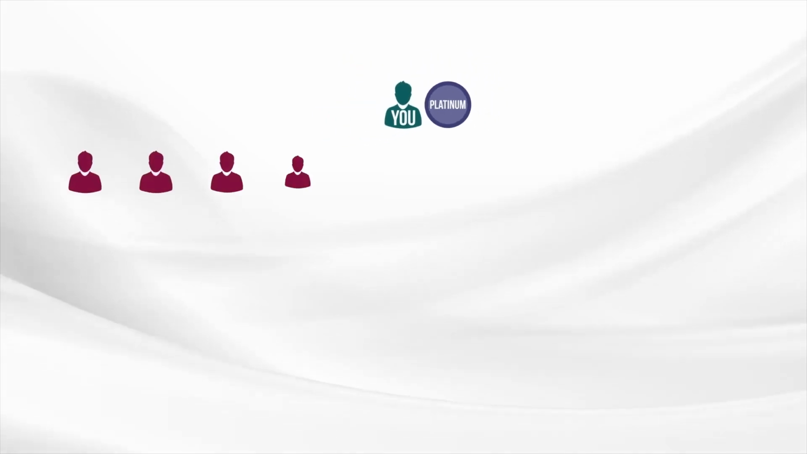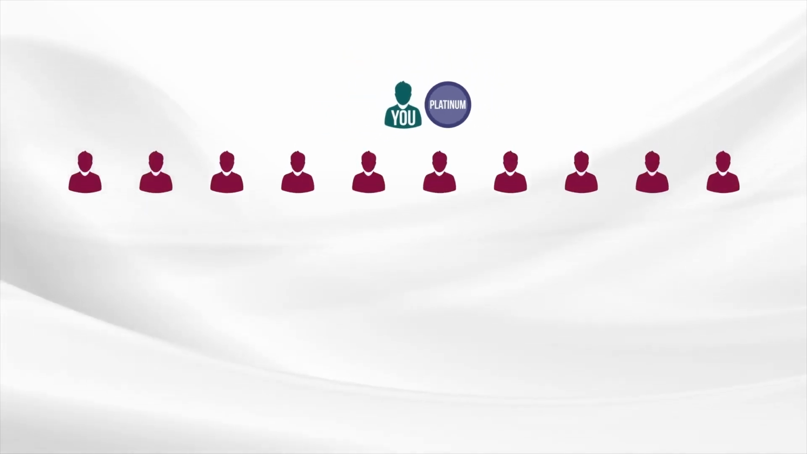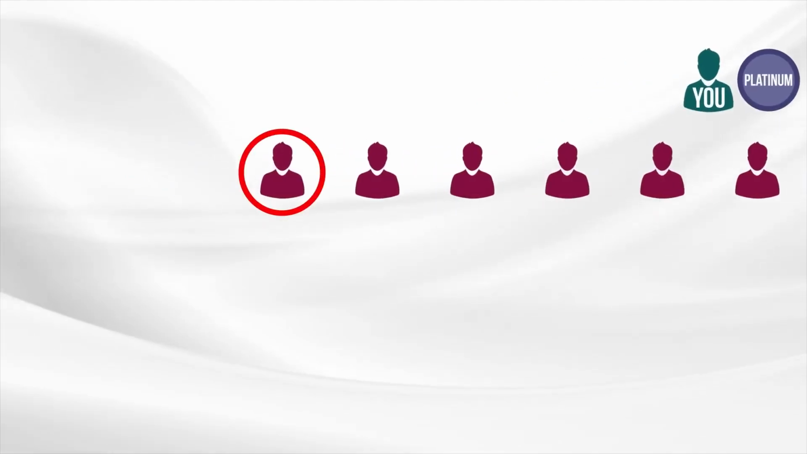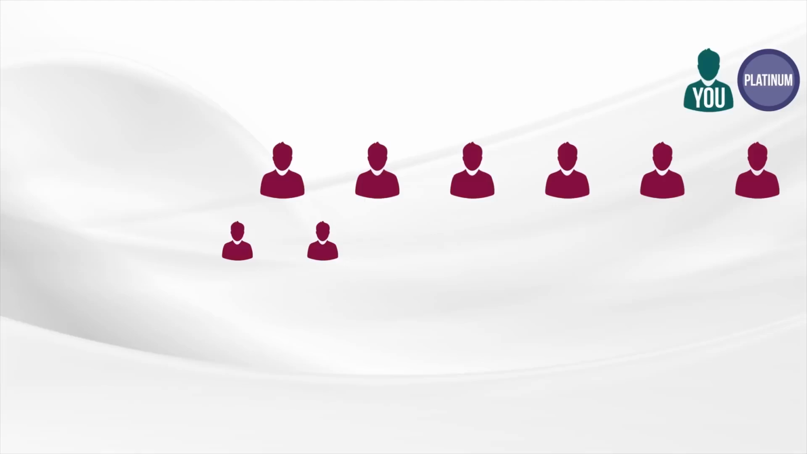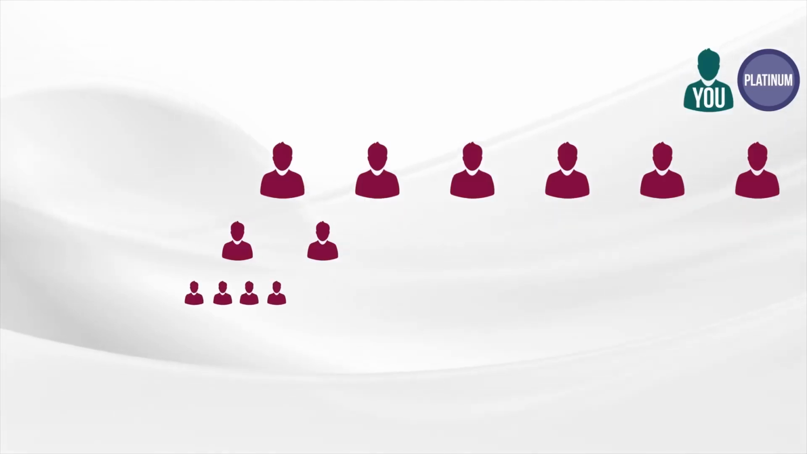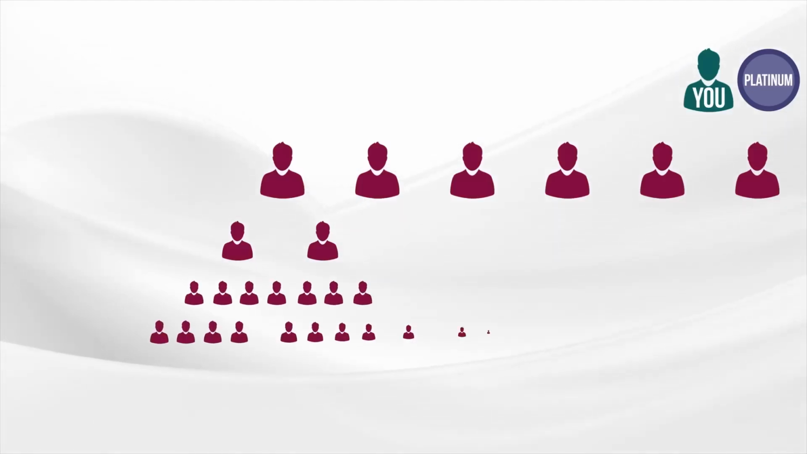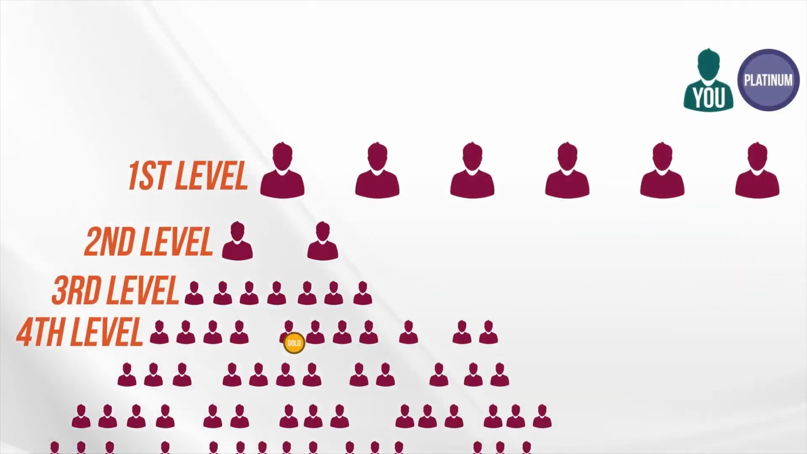So using our example of you having 10 enroller tree legs, let's just say in this first leg, the first person you enrolled, that person enrolled 2 people. One of those 2 people enrolled a few more. The other one enrolled a few. These people duplicated. Then boom, here on your 4th level, someone achieved the rank of gold.